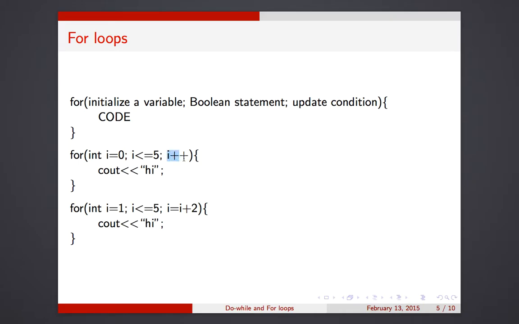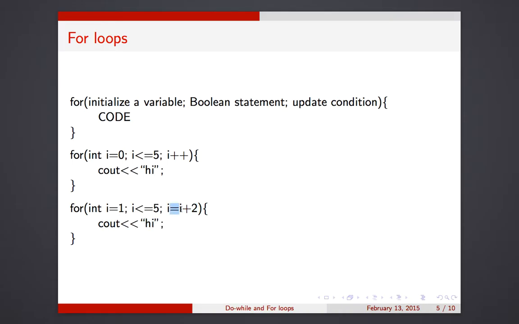This update condition here, you can update i however you want. So you can up the value by 2 after each pass through the loop if you want to. So what happens in this loop is i is 1. 1 is less than or equal to 5. So I run this code.